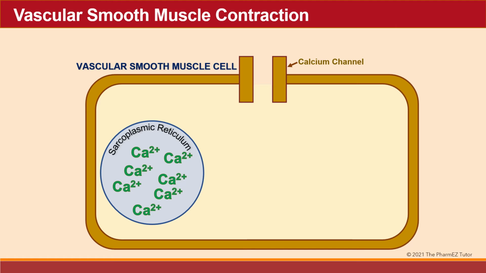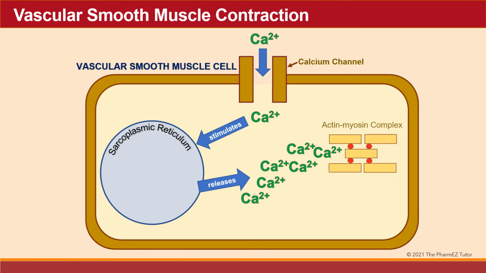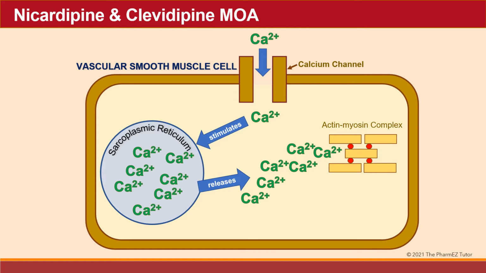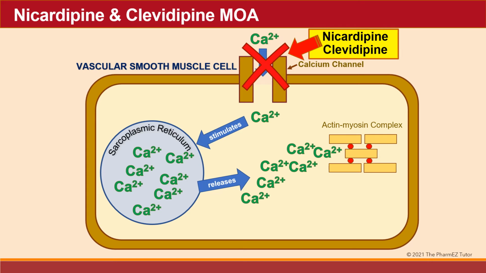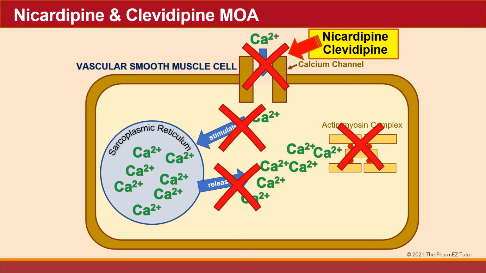Let's first discuss how calcium is involved with vascular smooth muscle contraction. Calcium enters the cell via the calcium channel, then stimulates the sarcoplasmic reticulum to release intracellular calcium. The calcium then acts on actin and myosin filaments to produce smooth muscle vasoconstriction. Nicardipine and clevidipine inhibit calcium influx into the vascular smooth muscle cells by blocking the calcium channel. Release of intracellular calcium does not occur, which prevents activation of muscle fibers. Thus, vascular smooth muscle contraction is inhibited, causing vasodilation.